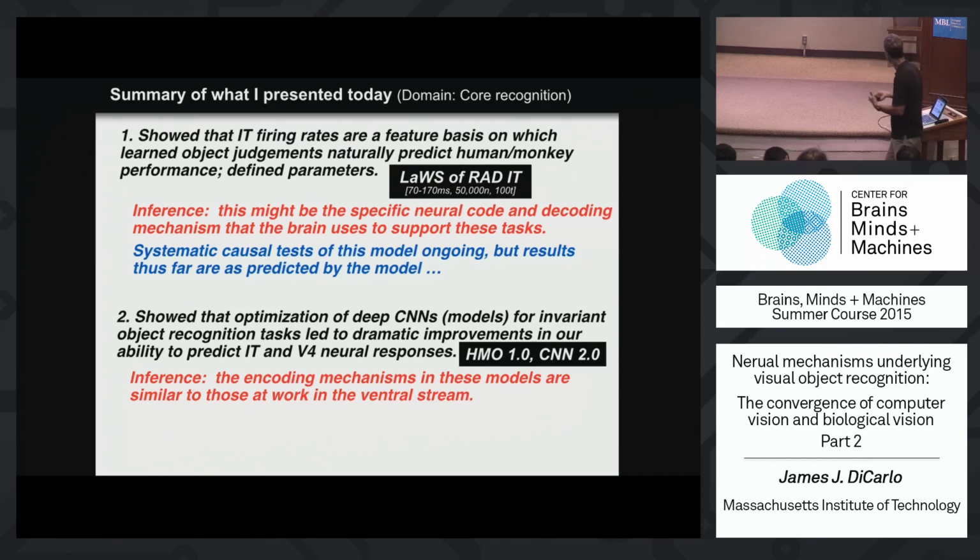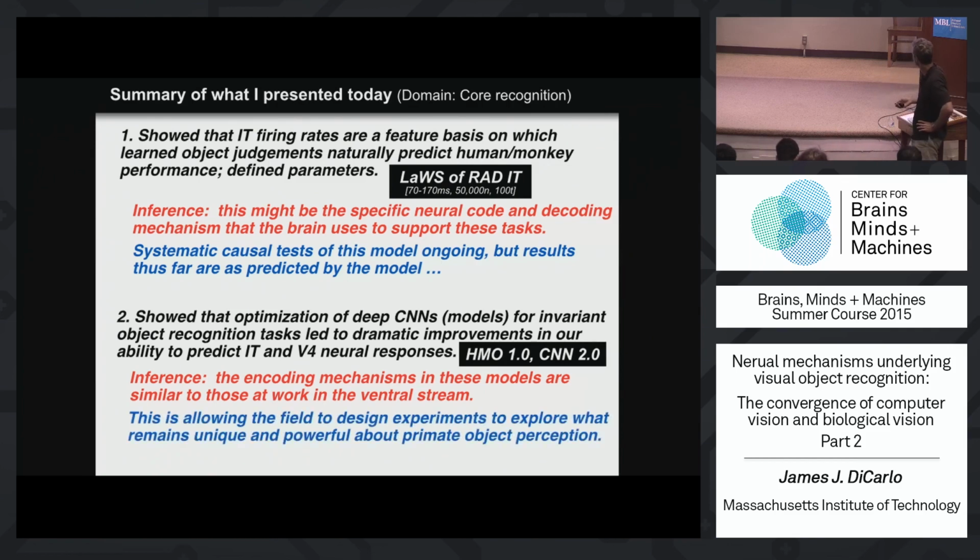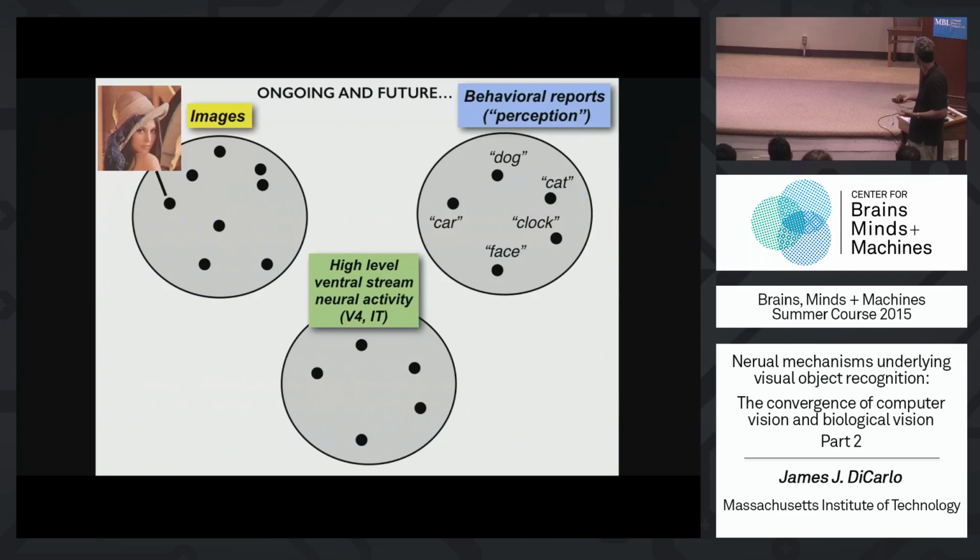And now, there's a whole area where you can start to think about doing physiology on the models, so to speak. And that problem's almost as hard as doing physiology on the animal, except that you can get a lot more data. And this is allowing the field to design, to explore, and understand what's unique and powerful about primate object perception. So within core object recognition, or perhaps having to extend out of that, I think is now what people are trying to do.